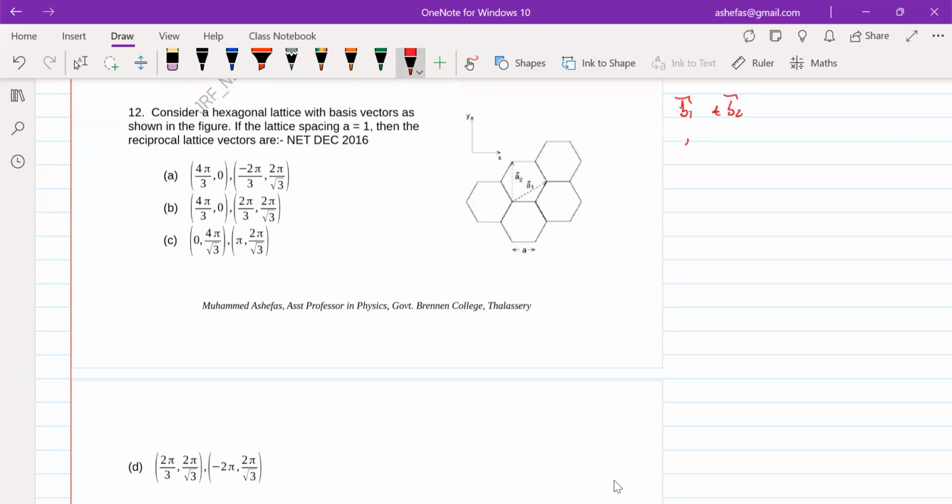So by definition, the relation between the reciprocal lattice vector and the real lattice vector is ai dot bj is 2 pi delta ij. So first of all, we should express what a1 and a2 are. If you express a1 and a2, it is easy to find b1 and b2. So how to find a1 and a2? Here, if you look at this figure carefully, the hexagonal.